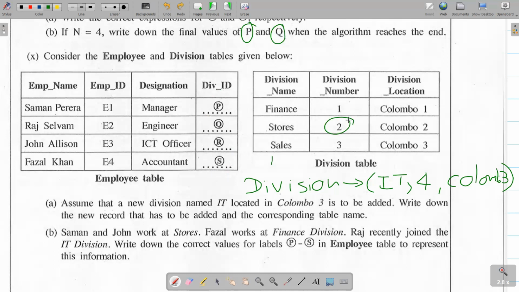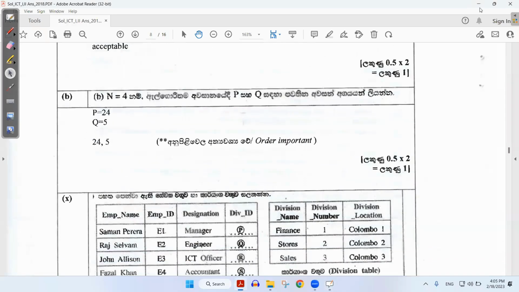Stores means division number is 2. So for Saman it's 2. For John it's 2. Fasal works at finance division. Finance means 1. So for Fasal, this is going to be 1. Raj recently joined the IT division. IT division is 4. So this is going to be 4. Right, so that's how the completion of these things is going to happen.